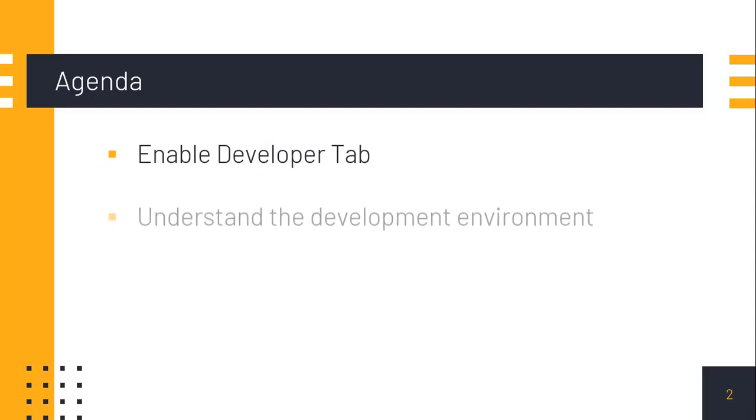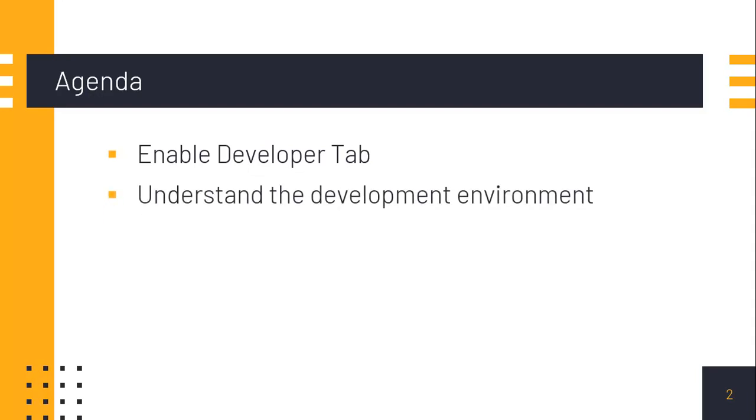So let's see what is the agenda for this video. First we will see how to enable developer tab within Excel. Then we will try to understand the development environment. We will see where we can write code, the properties window and so on. Then we will go on and simply write a Hello World program in Excel VBA.